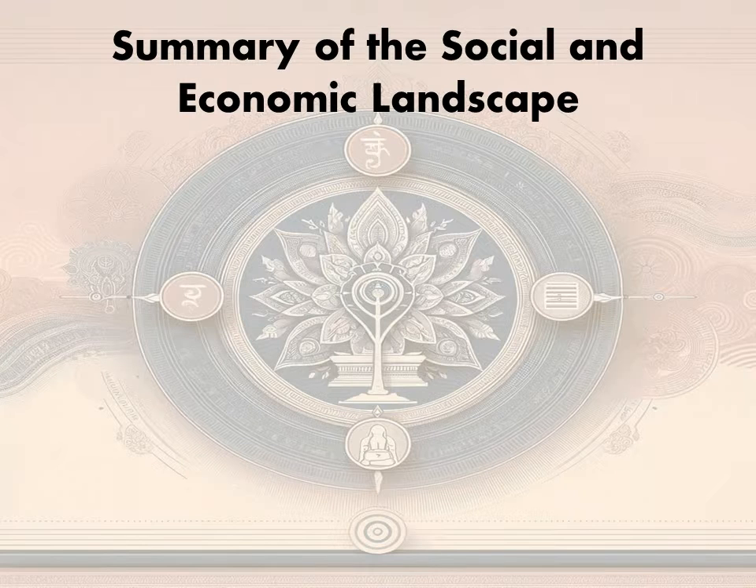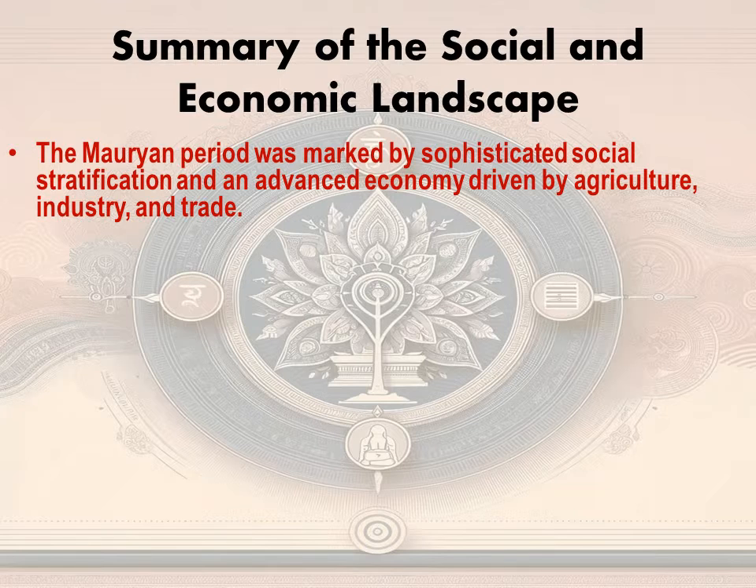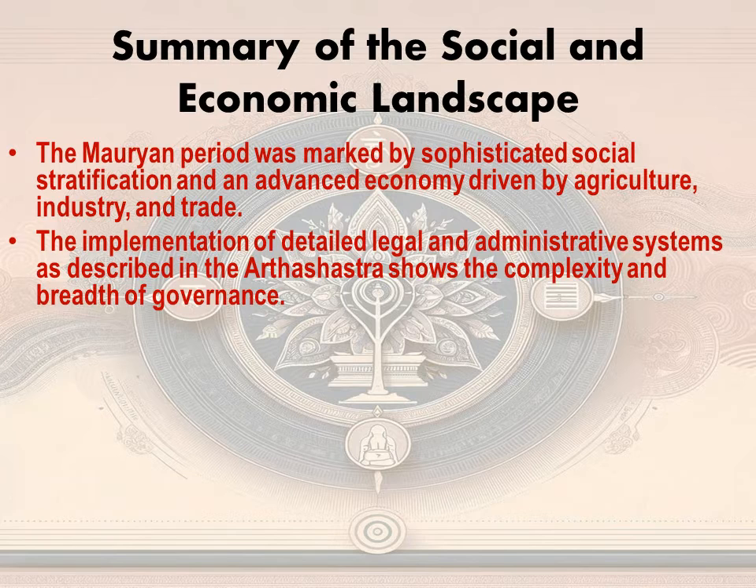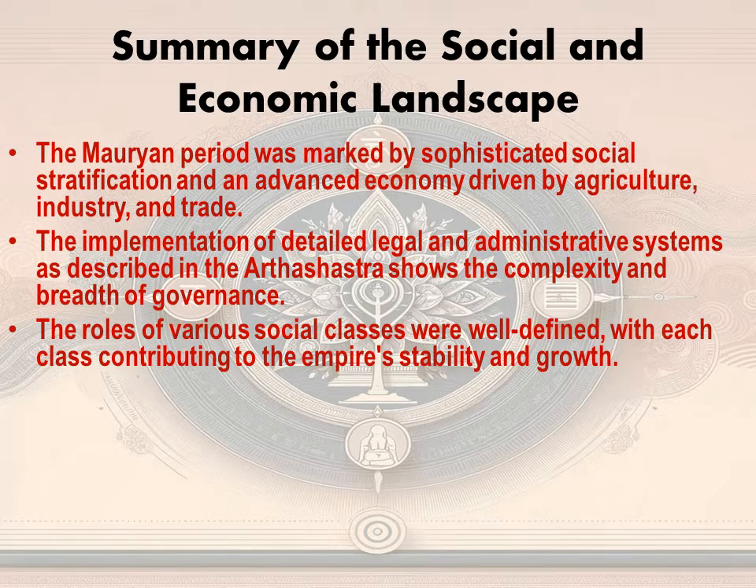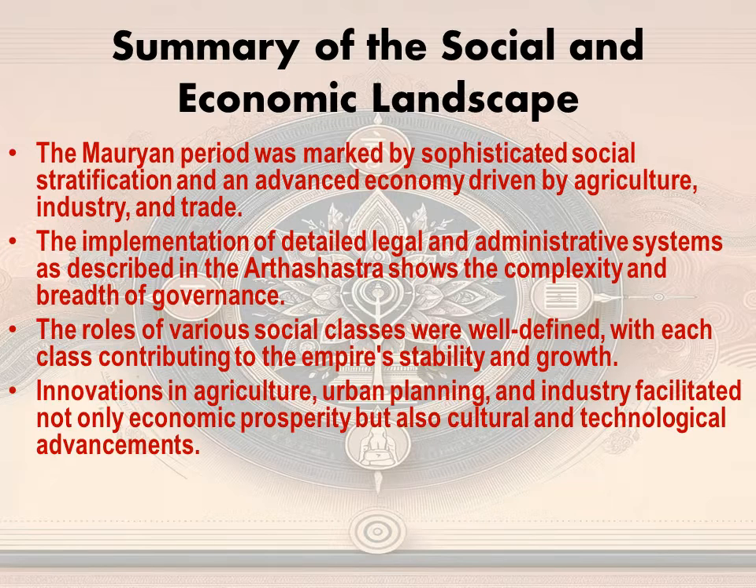So, summary of the social and economic landscape during the Mauryan times. The Mauryan period was marked by sophisticated social stratification and an advanced economy driven by agriculture, industry, and trade. The implementation of a detailed legal and administrative system, as described in the Arthashastra, shows the complexity and breadth of governance. The roles of various social classes were well defined, with each class contributing to the empire's stability and growth.